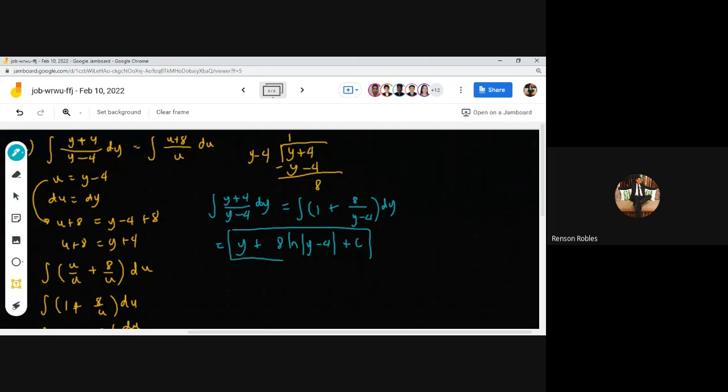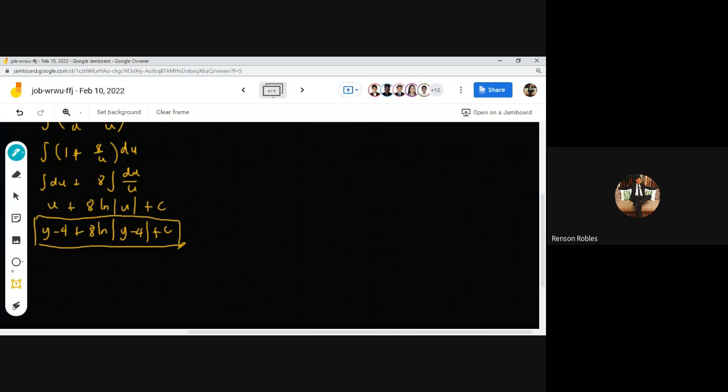Now, when you go back to the previous solution, sir, it seems different because of this minus 4. Okay. However, you notice that this is a constant, negative 4, added to a constant c, that will still give you another constant. Okay. So you can just remove that minus 4 and then add it to that constant. Okay, plus c. All right. So that's y plus 8 ln y minus 4 plus c. I'll make this a little larger. So they are really the same.